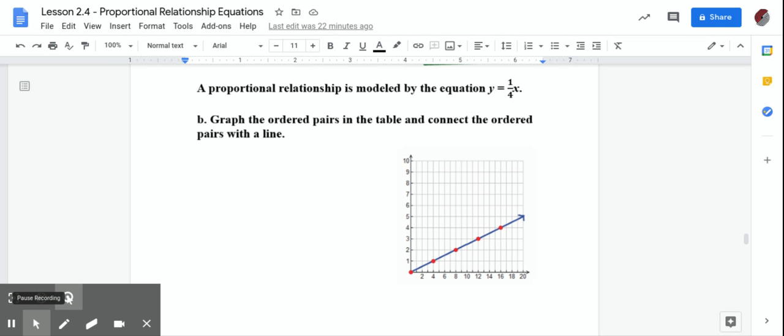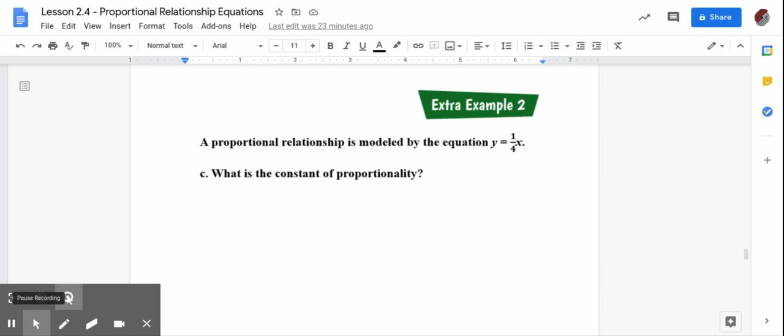Graph the ordered pairs in the table and connect the ordered pairs with a line. So this has been done for us. We should have had 0, 0. We should have had x is 4, y is 1, x is 8, y is 2, x is 12, y is 3, x is 16, y is 4. And then we've connected the dots to form a straight line.